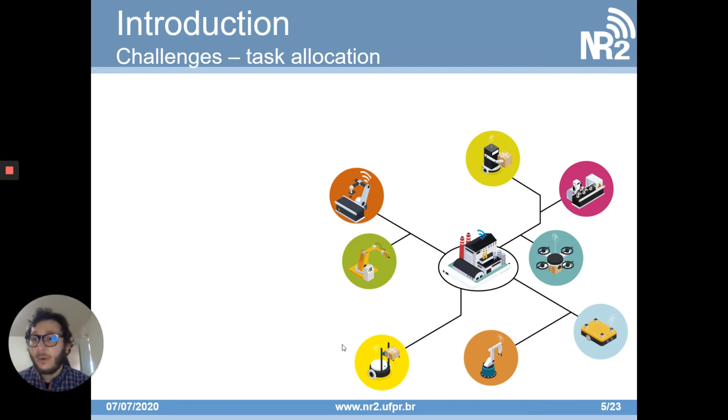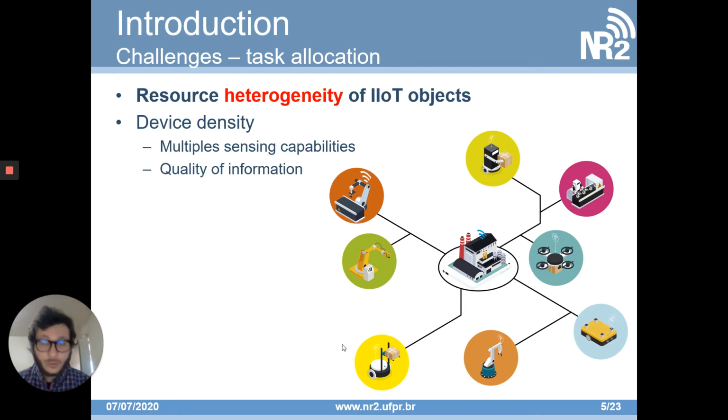What is not the same? Each object is a unique object in the Internet of Things. So they can be different. They can have different capabilities. They can have different resource power. They can have different storage. So how does IoT handle this heterogeneity? You can use multiple sensing capabilities and preserve quality of information, and task allocation is about that. How can we handle this resource heterogeneity in our devices in the IoT?